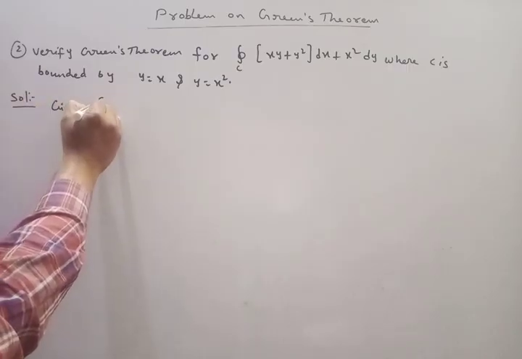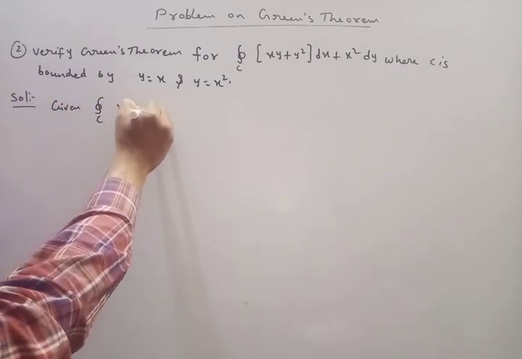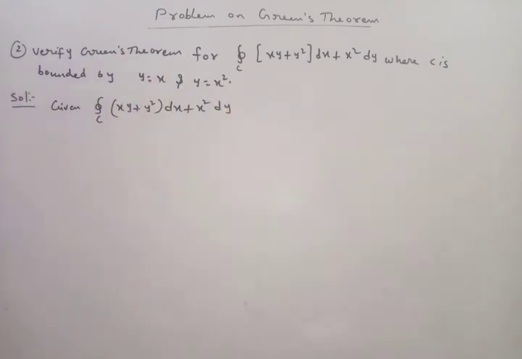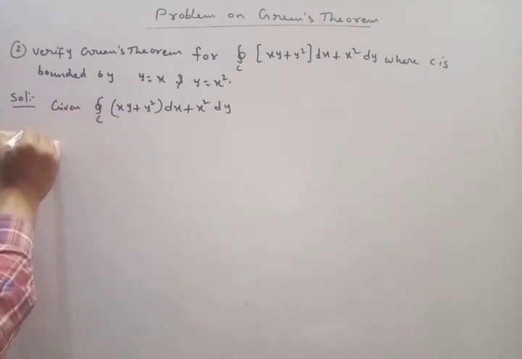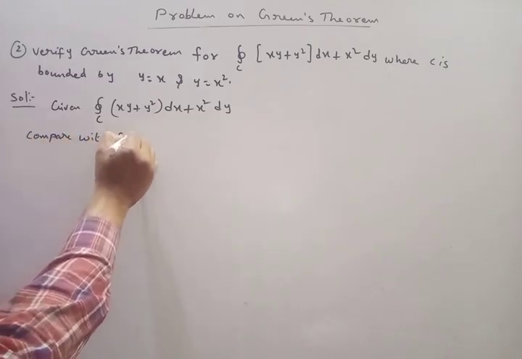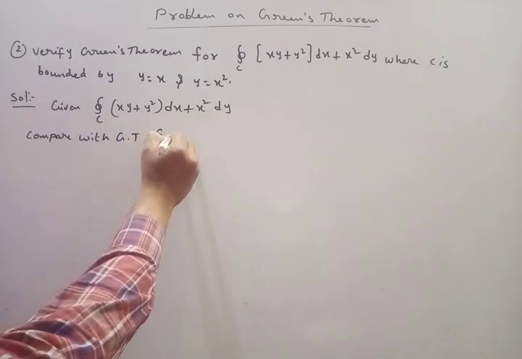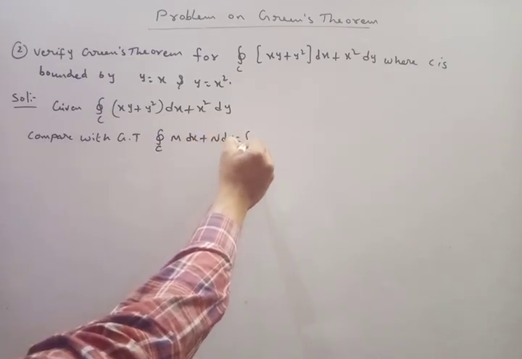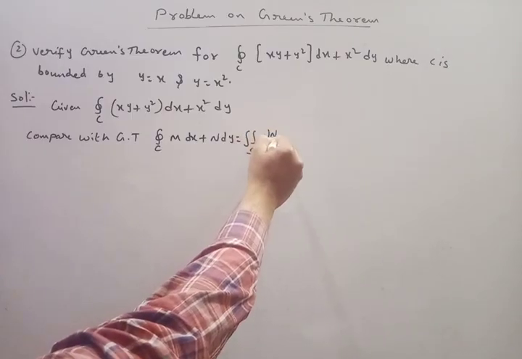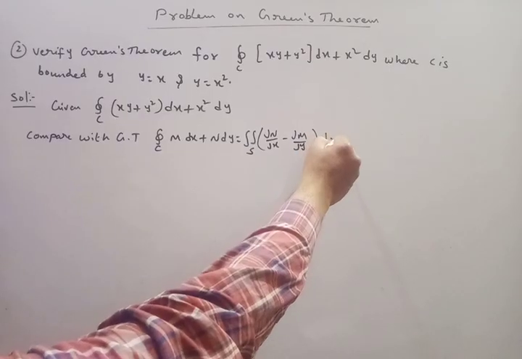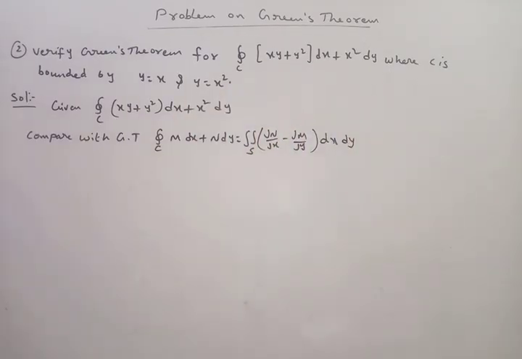So what is given here? The closed line integral over C of (xy plus y square) dx plus x square dy. So what we have to do? We have to compare the given with Green's theorem. So what is Green's theorem? The closed line integral over C of m dx plus n dy is equal to the double integral over S of (dou n by dou x minus dou m by dou y) dx dy. So this is Green's theorem statement, right?